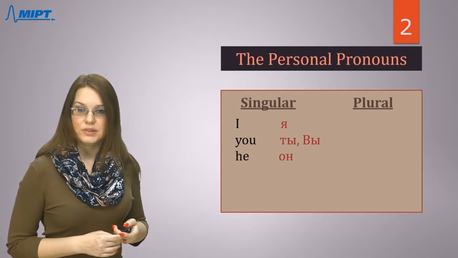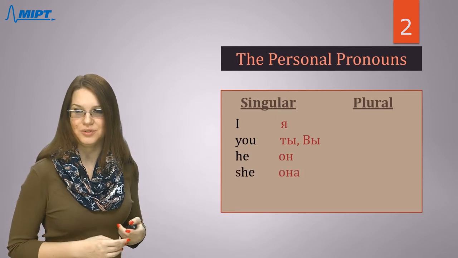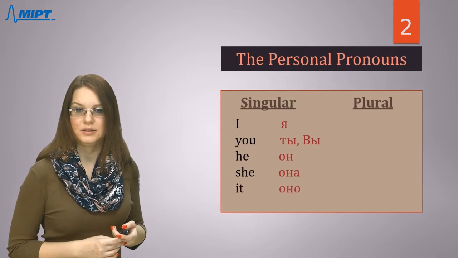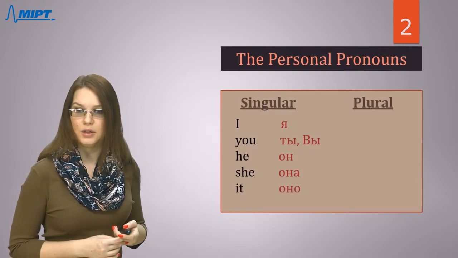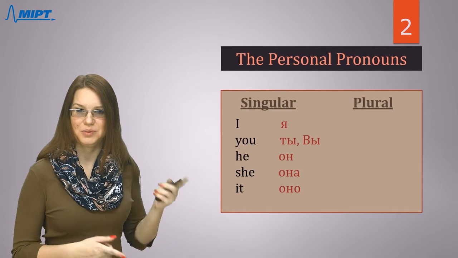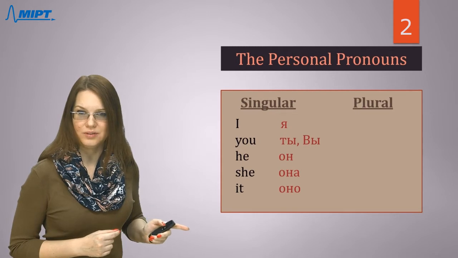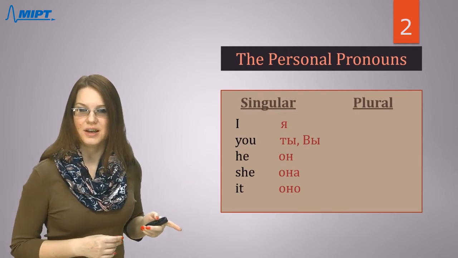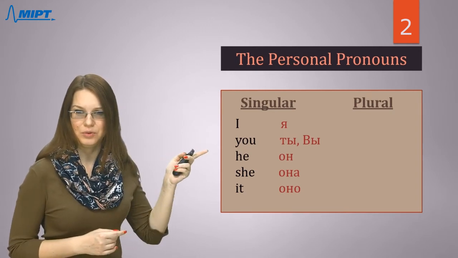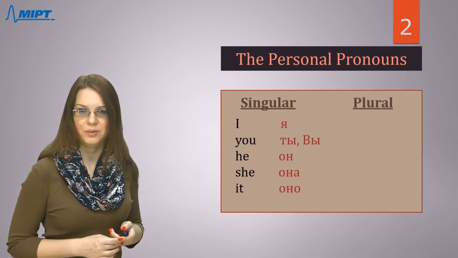So the next word is he, which means он. Он. You already know these words. She means она, and it means оно. I hope that you know these words because we were talking about them in previous parts of our course. Он, она, оно. So we already discussed how to use these words when we were talking about the gender of nouns. For example, он is masculine, она is feminine, and оно is neuter.